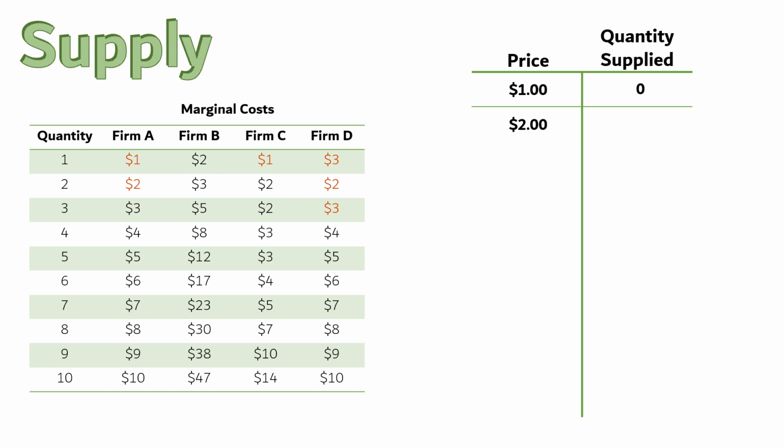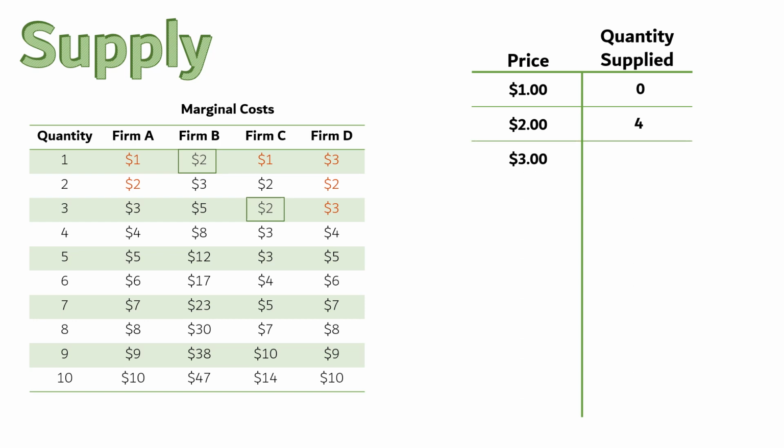Okay, what if they earn $2 per unit? Well, now Firm B and C are jumping in. $2 is enough to make it worthwhile for Firm B to produce 1 unit, while Firm C is happy to produce 3 units. Notice their marginal cost is $2 for both the second and third units. If they earn $2 per unit, they will say yes to both of them. Overall, the market is producing 4 units.